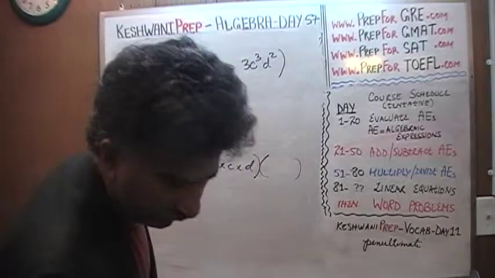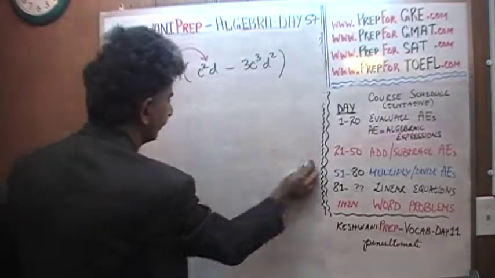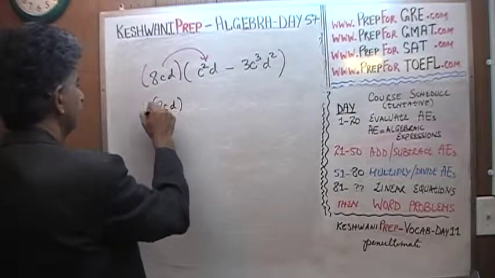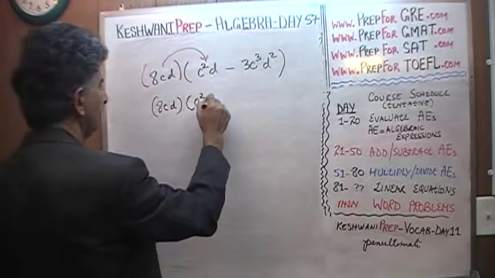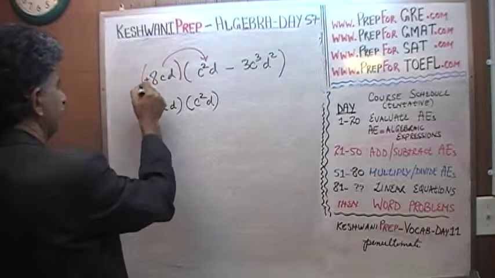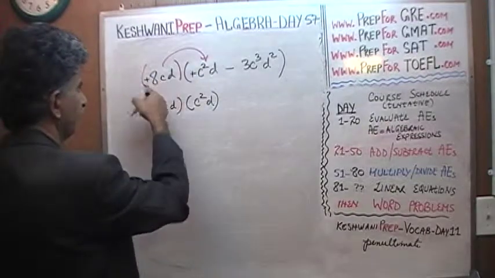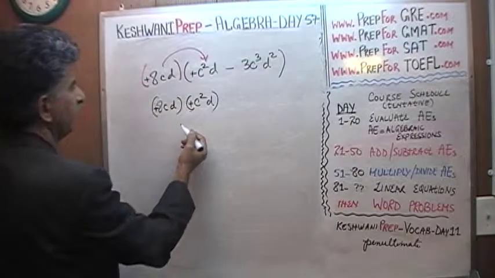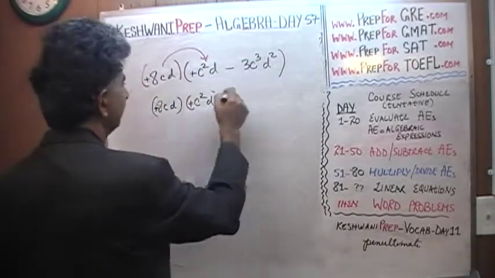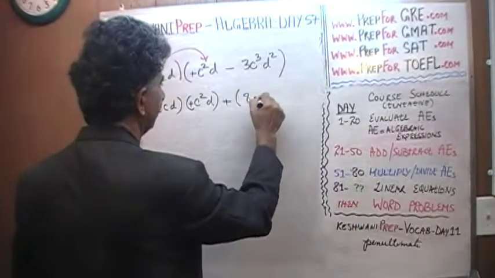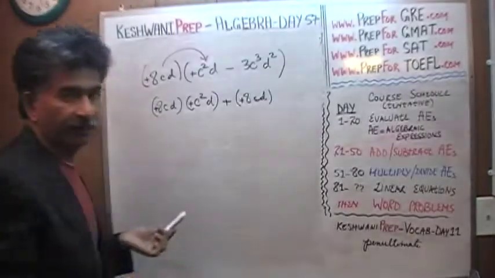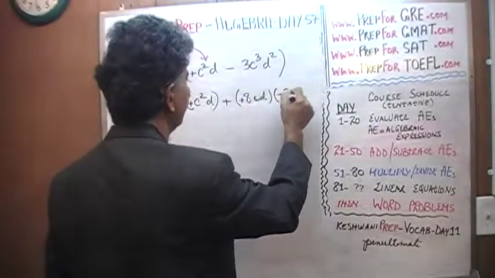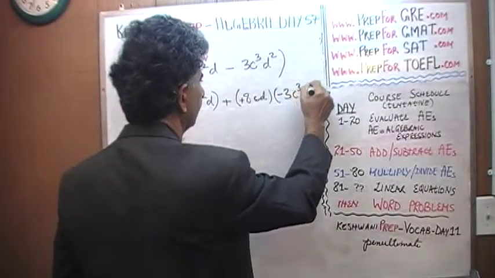So the first term is going to be 8 times c times d times c squared d, and again we have a positive in front of this guy. This guy had a positive, so positive times positive was positive. But the next one is 8cd, which was positive, which is why the sign wasn't there. But now this guy is negative, negative 3c cubed d squared.